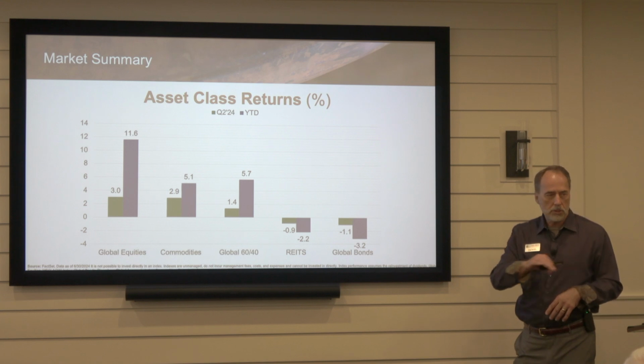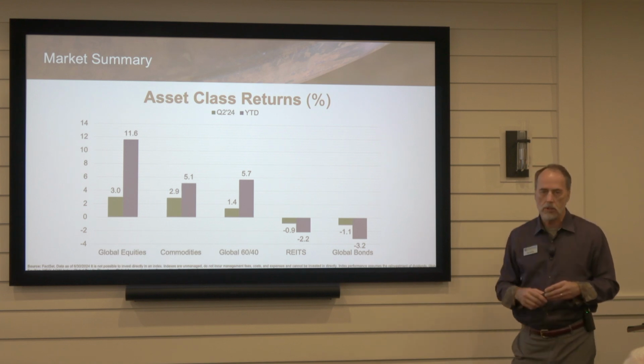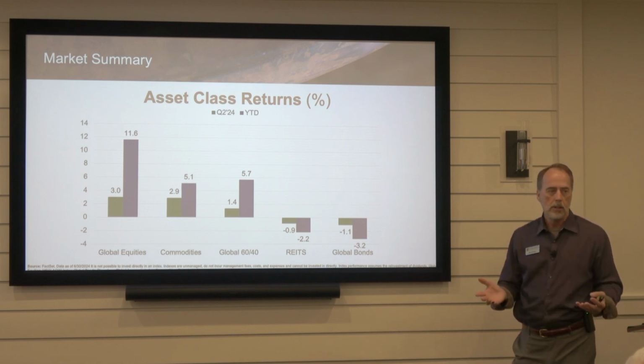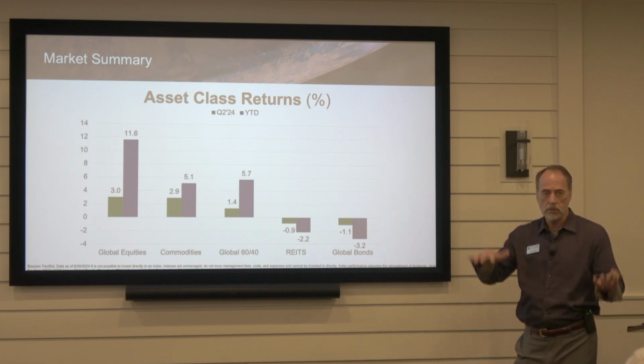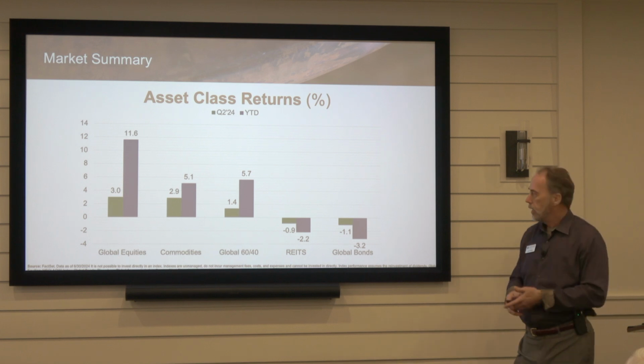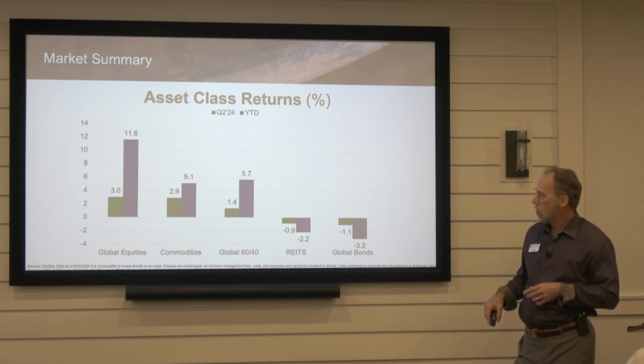Commodities, pretty much a steady Eddie this year. Commodities are difficult to trade on. That's why we don't really have commodities in the portfolio. They're kind of like, well, they're commodities. They kind of do their own thing. And a lot less predictable for a long-term portfolio.